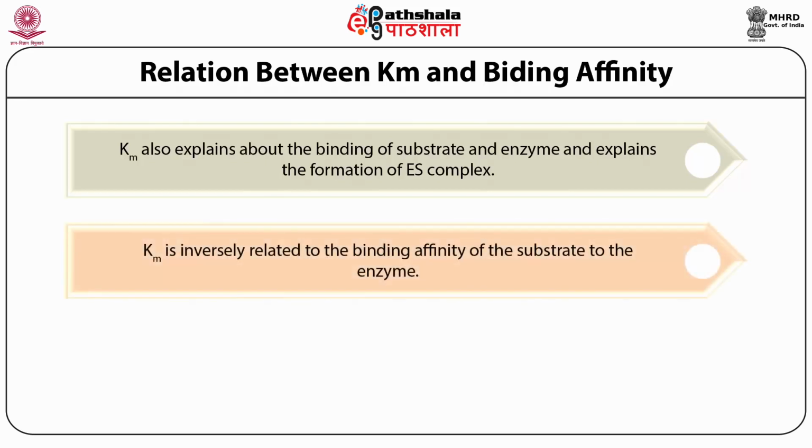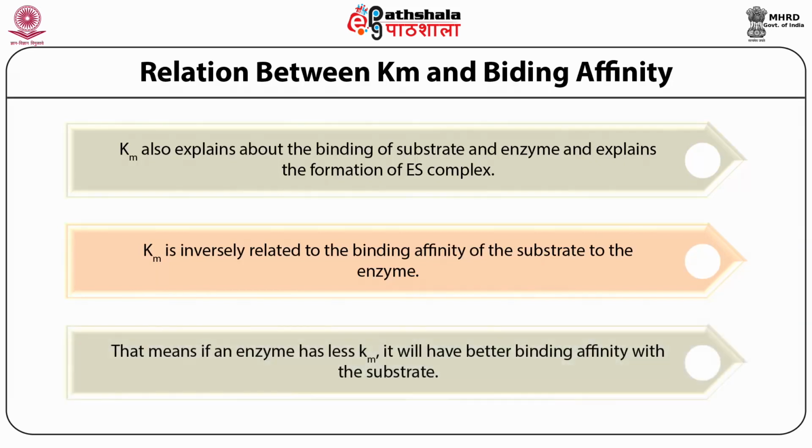So Km is inversely related to the binding affinity of the substrate to the enzyme. That means if an enzyme has a lower Km, it will have better binding affinity for the substrate. You can understand it in this way: if Km is low, you require a low concentration of the substrate to achieve half Vmax. It is only possible when the affinity between substrate and enzyme is very good.